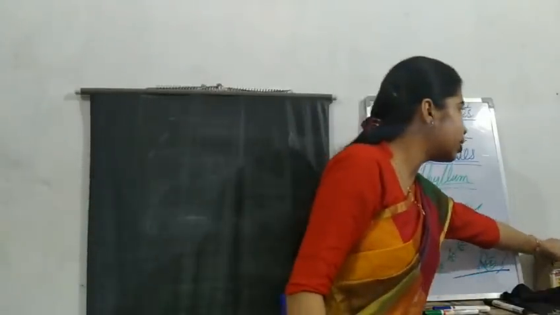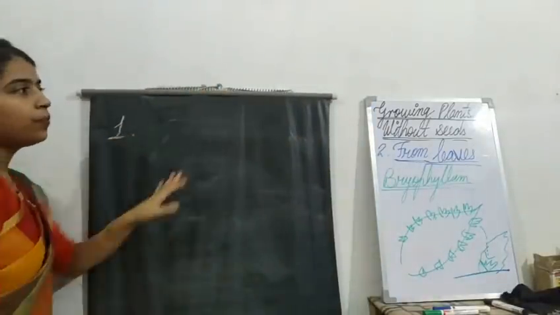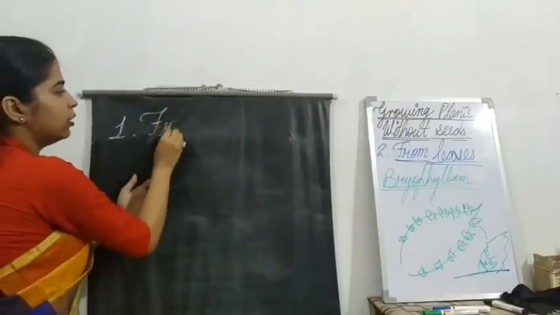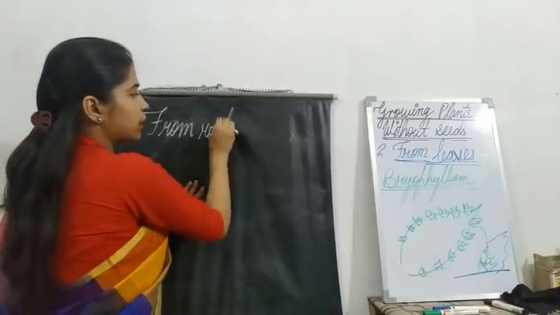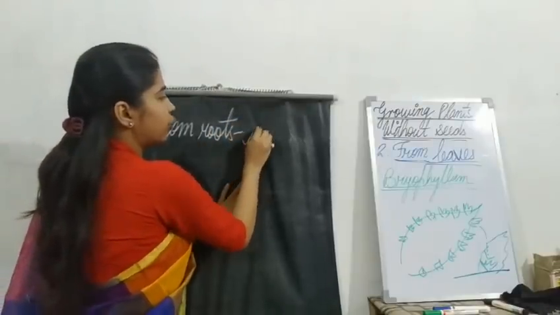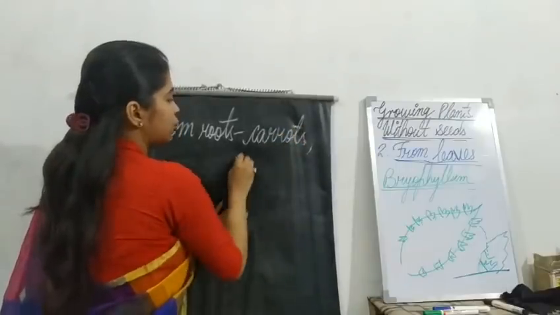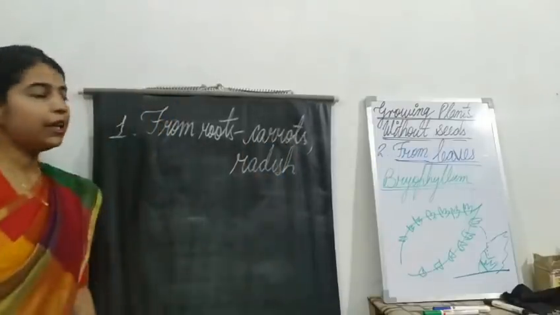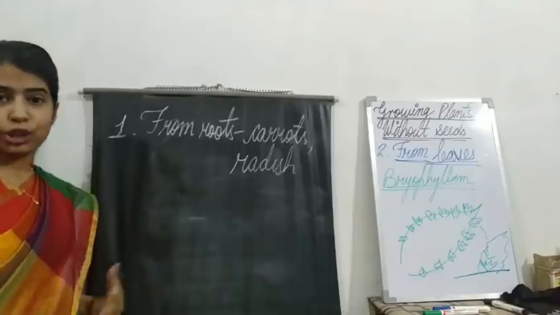So let us recall. When we have to grow the plants without seeds, first of all we have learned from the roots. From roots, what examples have you learned? That is, you can grow carrots. Also you can grow radish. These two are the vegetables that can grow from the roots of the plant.